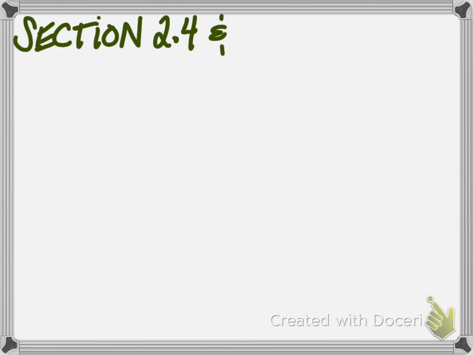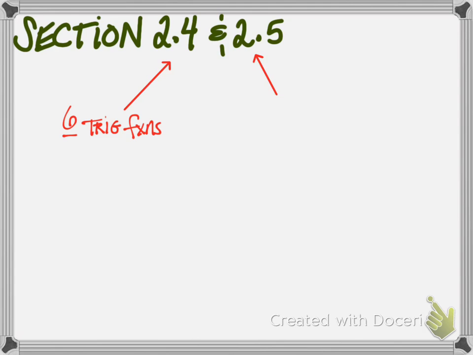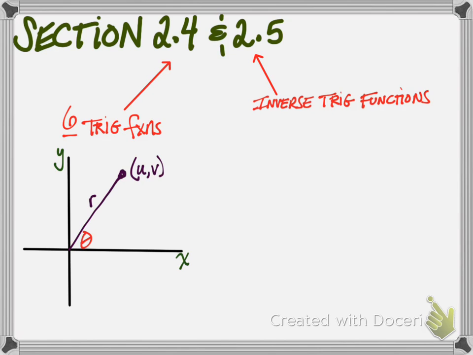Alright, we're going to talk about sections 2.4 and 2.5 in the book. 2.4 defines our 6 trig functions, expanding from our 3 that we talked about before. And 2.5 is a little more interesting, talks about inverse trig functions. So let's begin with our coordinate definition of our trig function.